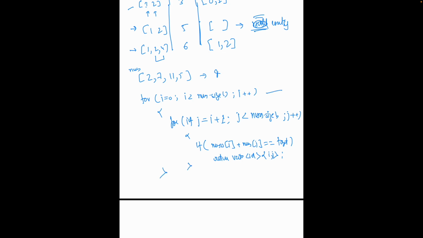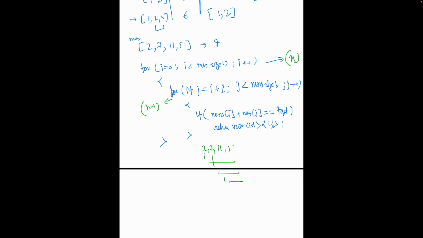This loop will be run n times. Let me take another color. This loop will be run n minus 1 times, because it always starts from i plus 1. So with 2, 7, 11, 15, i will be this, then j will go over here. i will become 7, then j will go over the rest, 11. So basically, the time complexity of this one will be n times n minus 1, which is n square minus n, and the bigger term out of this is n square. So big O of n square will be the time complexity.